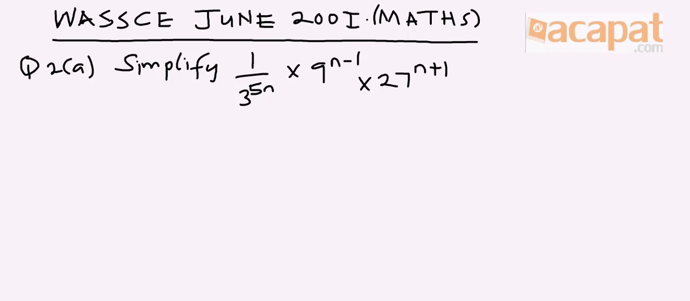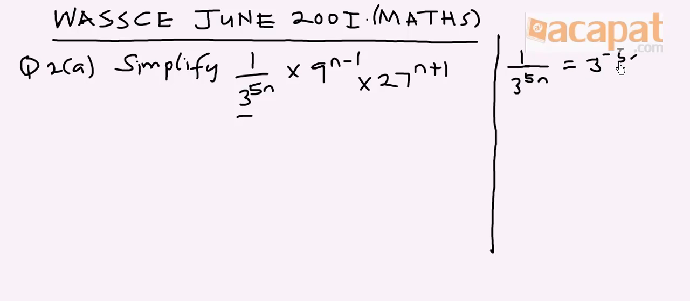To be able to do this, we'll apply a few laws of indices, starting with what we have here: 1 over 3 raised to the power 5n. 1 over 3 raised to the power 5n is equal to 3 raised to the power minus 5n, because for one of the laws of indices, 1 over s raised to the power a is equal to s raised to the power minus a. So we can interchange from this form to this form, or this form to this form, as need arises.